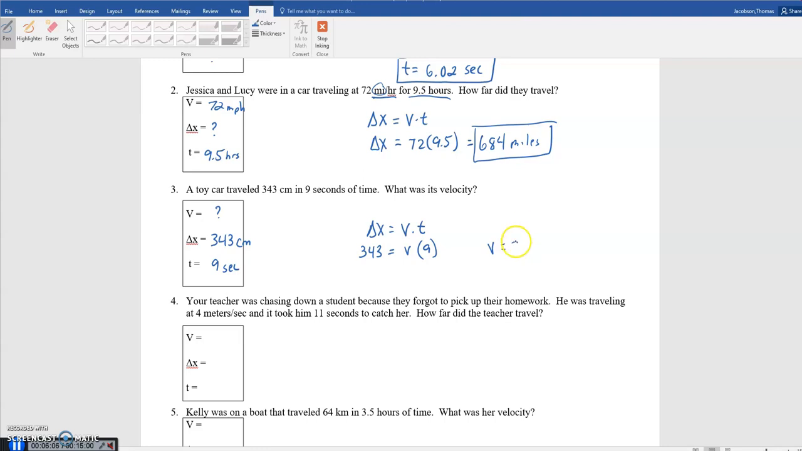And my velocity is 38.11, and I should have a distance over a time for my unit. My distance was centimeters, and my time was seconds. That is it. They should be very easy and quick.